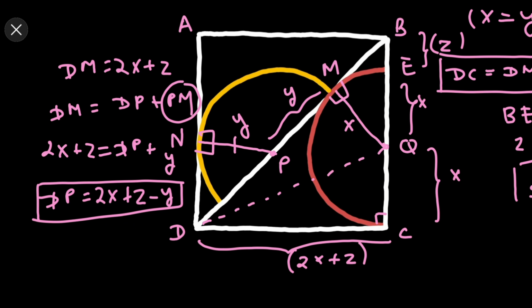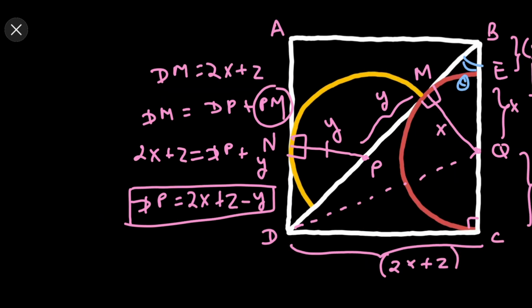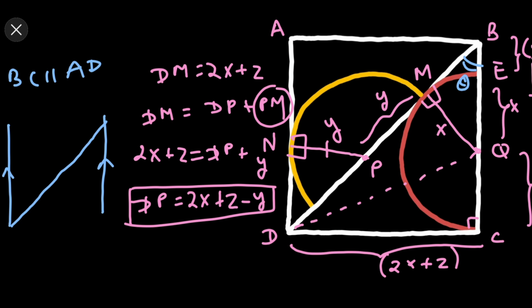Now we are going to keep these things as they are and mark some of the angles. First of all, I will take this particular angle, that is the angle DBC, as a variable theta. Now look carefully, as the quadrilateral ABCD is a square, the side BC would be parallel to the side AD. So AD is like this way and BC is like this way, and these two are parallel to each other. And if there is a transversal cutting them both, then by alternate interior angles, this angle would be equal to this angle.